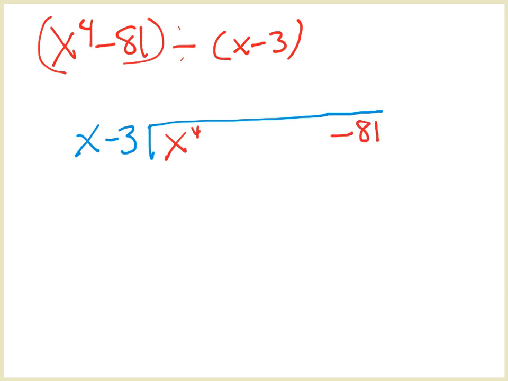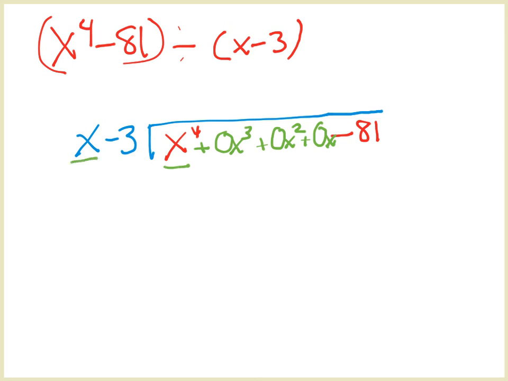Now in between there, how many x to the thirds do we have? We have plus 0 x to the thirds. How many x squareds do we have? 0 x squared. And how many x's? Plus 0x. And so what I'm doing is I'm just creating placeholders. Okay, so now I'm going to try it.